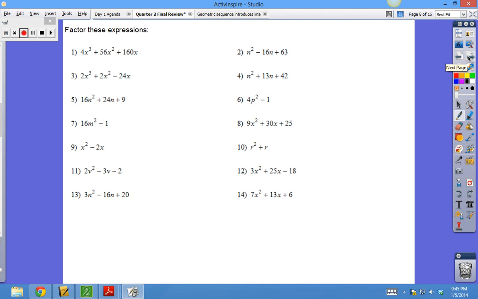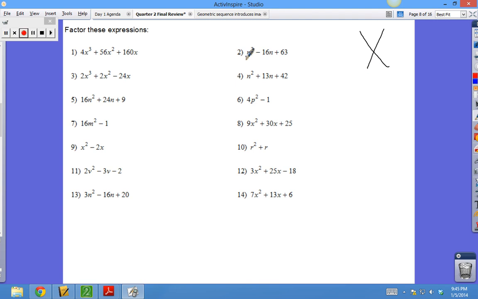Okay, factor these. I'm just going to go through the evens, because the odds are just the exact same. So number 2, okay, 2 and 4 you can do, they're pretty easy. Use the template. I look right here, and if I see that that's a 1, I'm pretty pleased, because those are usually pretty easy.